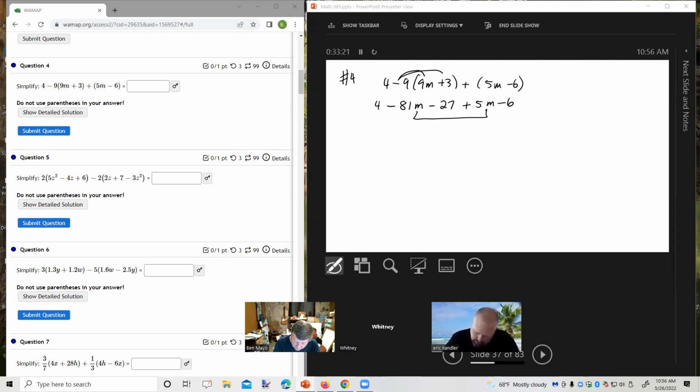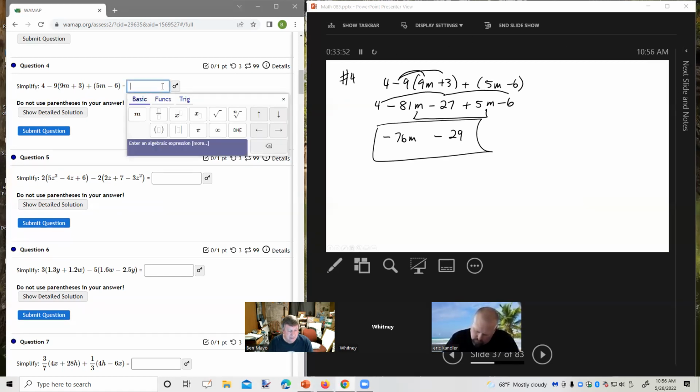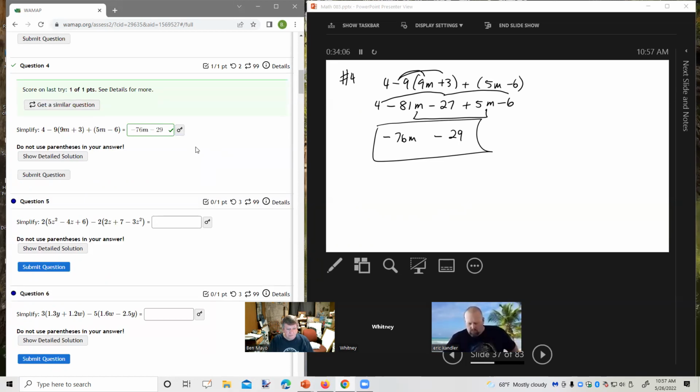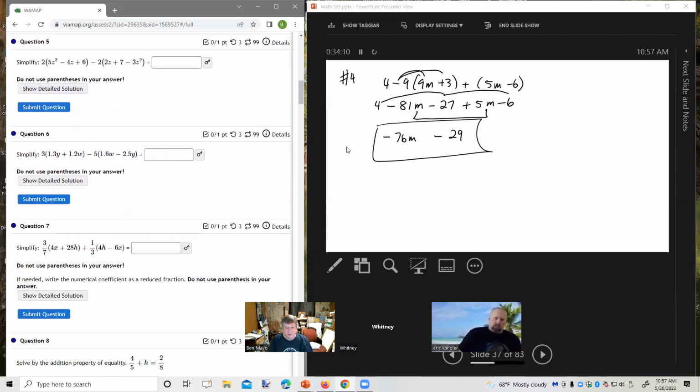Minus 81m plus 5m would be what? Minus 76m or negative 76m. Okay. And then 4 minus 27 minus 6. Well, 4 minus 27 would be what? Negative 23. And then minus 6 would be negative 29. So I get negative 76m minus 29. All righty. Continuing on to question number 5.